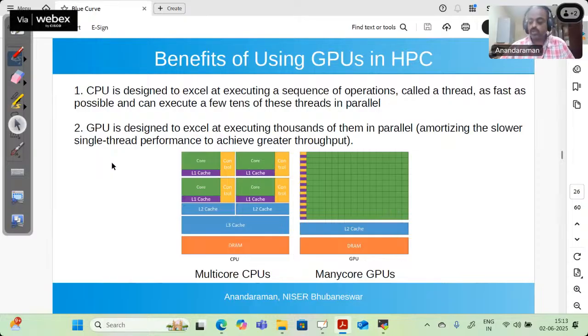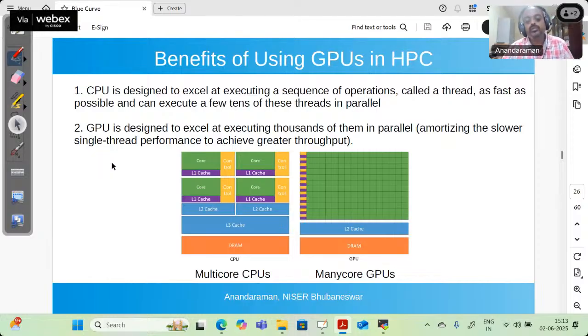Okay. So in HPC, why do we need a graphics card? GPU is actually good for highly parallel jobs. A CPU is designed to excel at executing a sequence of operations, called threads, as fast as possible, and can execute a few tens of threads in parallel. CPU is always faster per thread, but GPU can do parallel tasks.